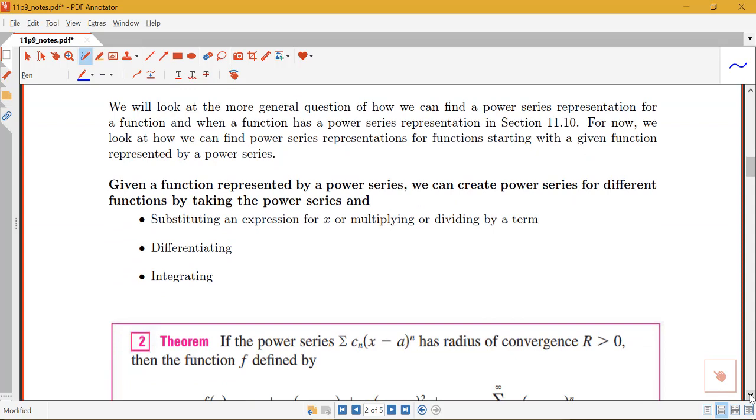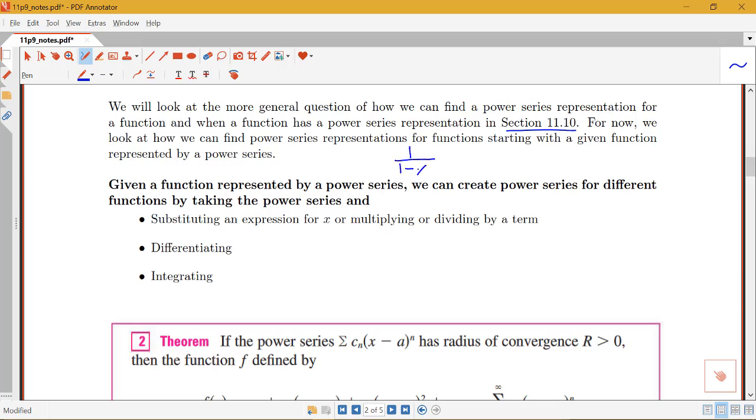Okay, we have a general question of how can we find power series representations in general. Do all functions have power series representations or only certain kinds of functions? And those are some questions we'll answer in the next section. So for now, what we will focus on is what tools we can use if we have a certain power series representation to start with.